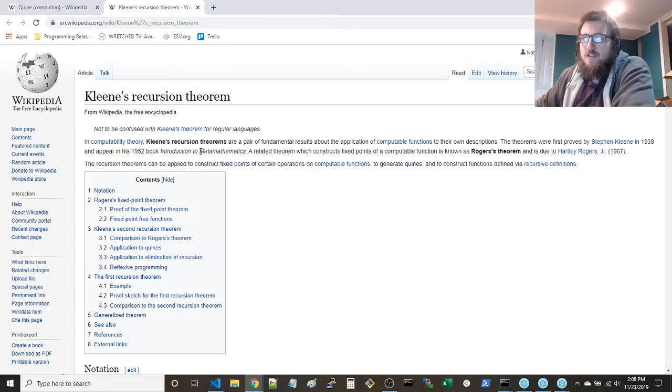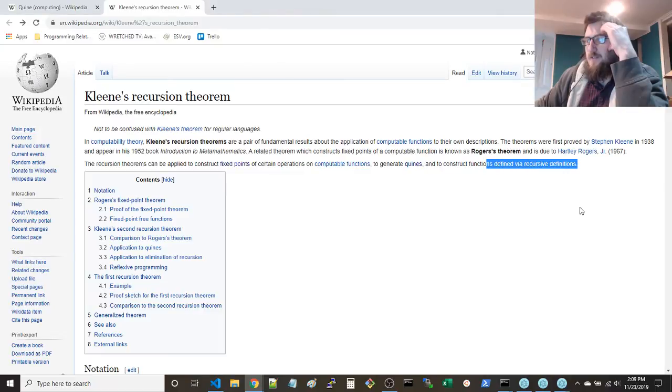Kind of feel like the person that just learned what the word meta means, you know, but meanwhile people have been pondering meta things for hundreds of years, if not thousands of years. Yet the word meta has got this like, oh, what does meta mean? The meta. A related theorem which constructs fixed points of a computable function is known as Rogers' theorem. That is due to Hartley Rogers Jr. in 1967. Recursion theorems can be applied to construct fixed points of certain operations on computable functions, to generate quines, and to construct functions defined by recursive definitions.